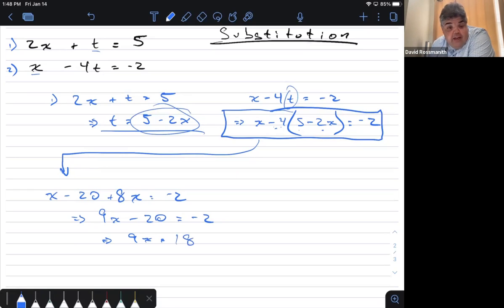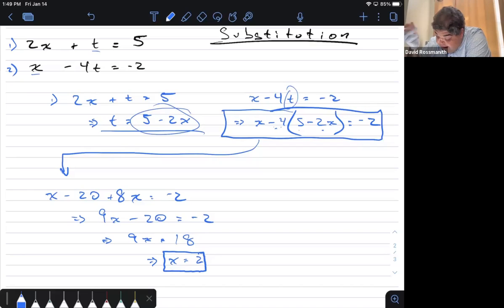I want the x by itself, so I'm going to move the 9 over. So it becomes x equals 18 divided by 9, which is 2. I now know one of my answers. The value of x is 2. Perfect. But I still need my other answer. Remember, I wanted both things. I wanted x and t.